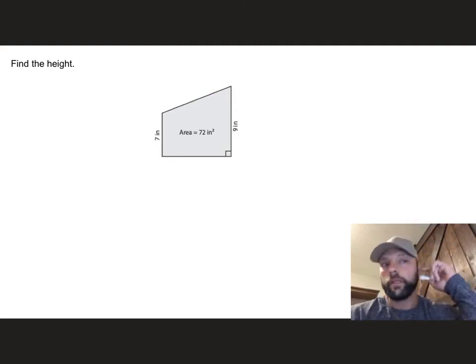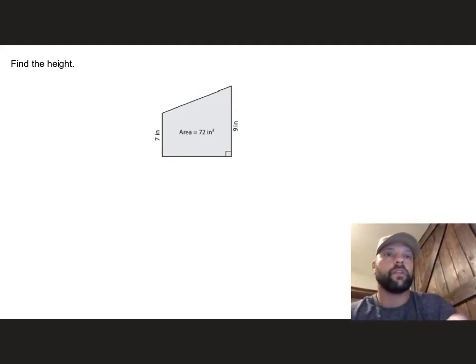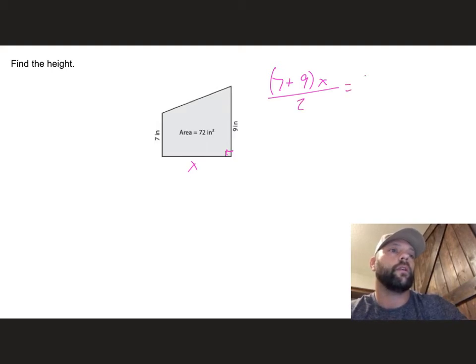All right, here we go. We're going to take a look at this next example. Now we're going to find our height, and we're going to call our height x right there because it makes this nice right angle. Again, I'm going to add my 2 bases together. So I have 7 plus 9, and then that is going to be multiplied by our height, which is x, which we don't know, divided by 2, and then that's going to equal 72.